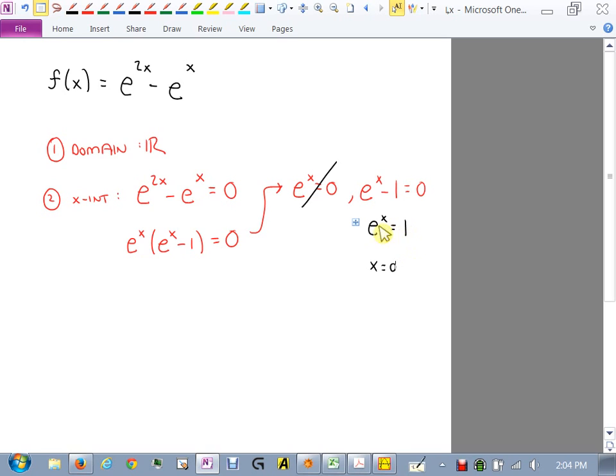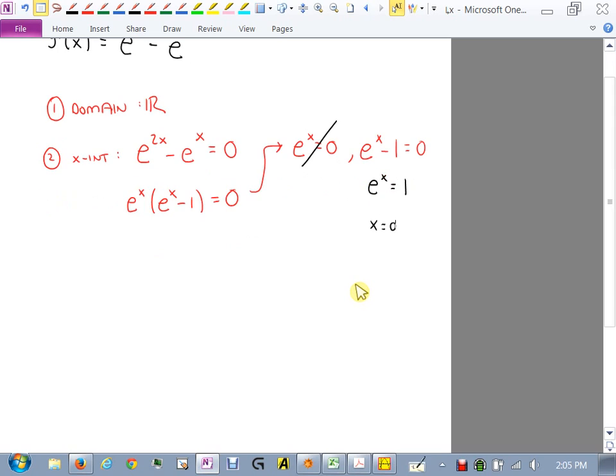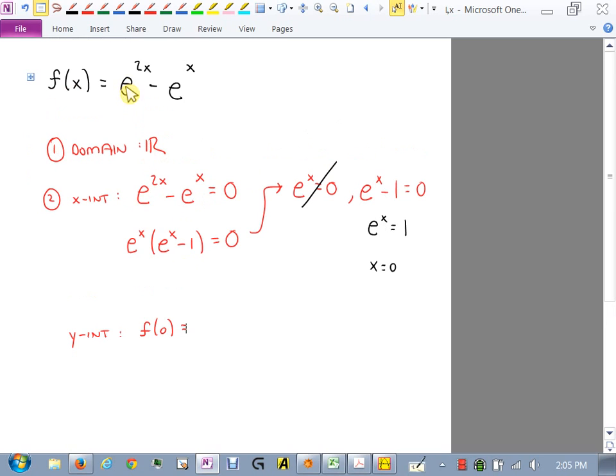You could have taken natural log on both sides. The natural log of 1 is 0. So we have one x-intercept. Yay. How about a y-intercept? You just plug 0 into the function. And when you plug 0 in, you should get e to the 0 is 1 minus e to the 0 is 1. 1 minus 1 is 0. So the origin is a point on our graph. Questions?